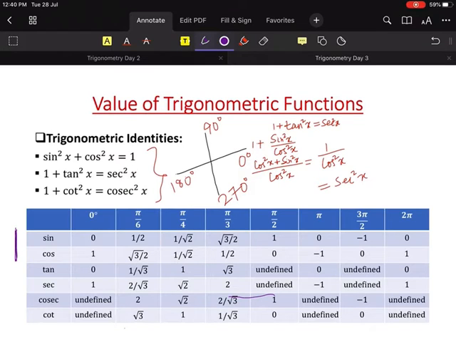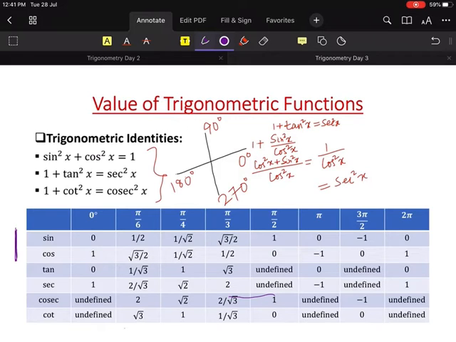Understood? Now, tan 45 will be what? Sine by cos. So 1 by root 2 by 1 by root 2. Both of them cut. So tan 45 is 1. Yes or no? Now, next one. Tan 60 is how much? This by this. So 2 will get cut. So tan 60 is root 3. Okay? Understood? Am I clear? Yes or no?